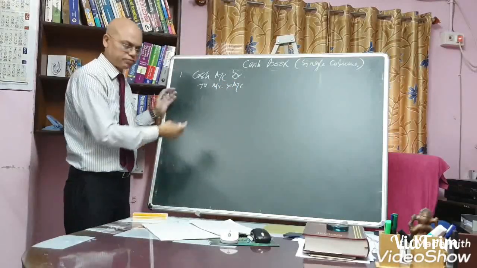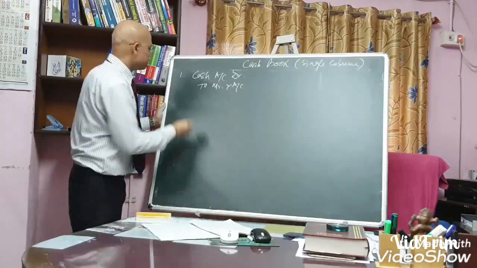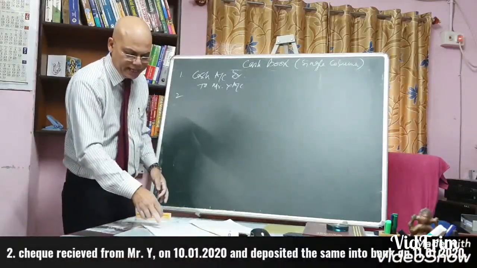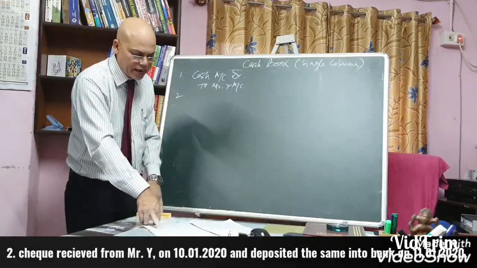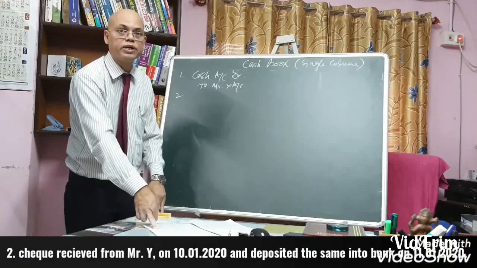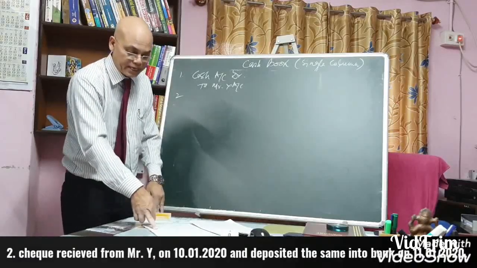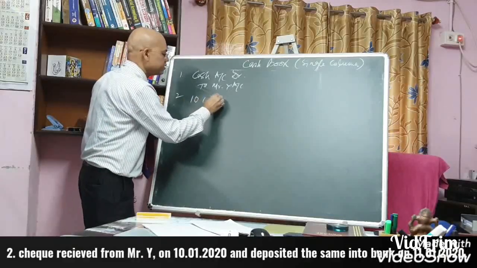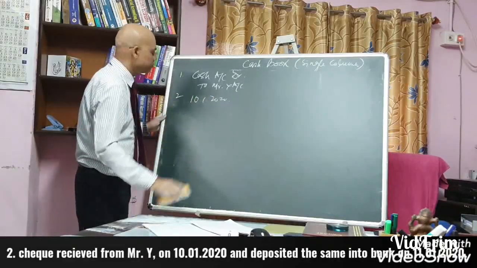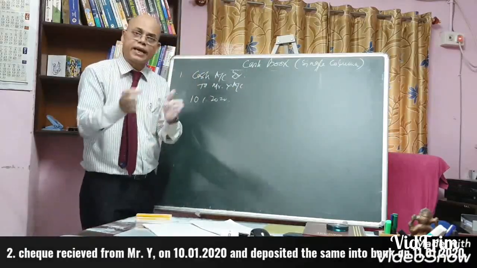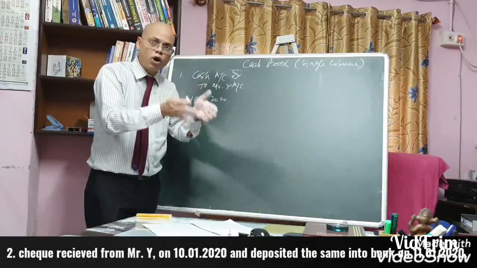On the debit side it will come. Second one, suppose check received from Mr. Y on 10th January 2020 and deposited the same into the bank on 11th January 2020. That is, when you have got the check on 10th January 2020, you have received the check in the cash box.